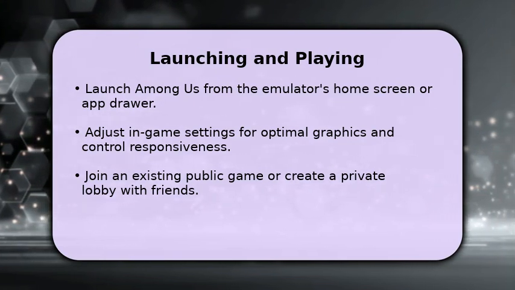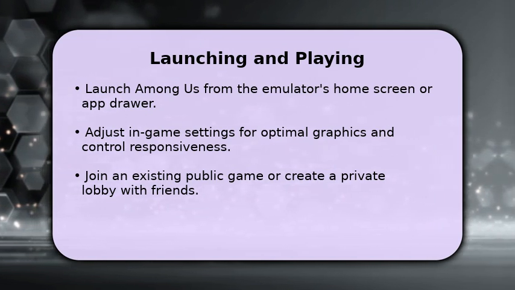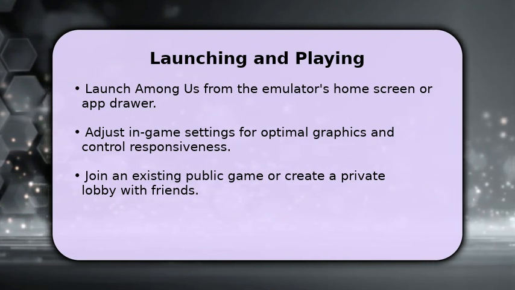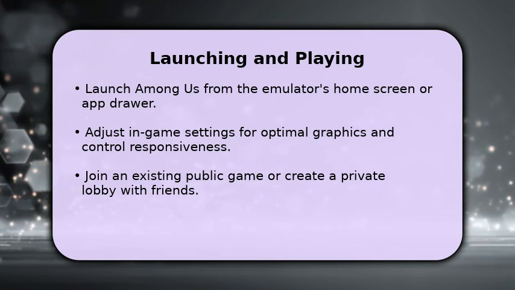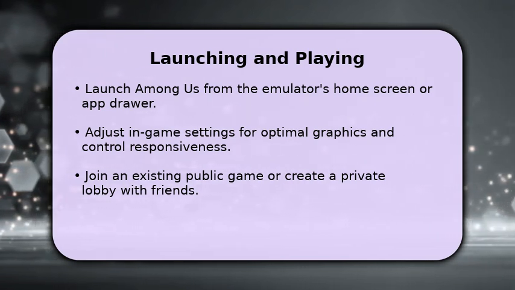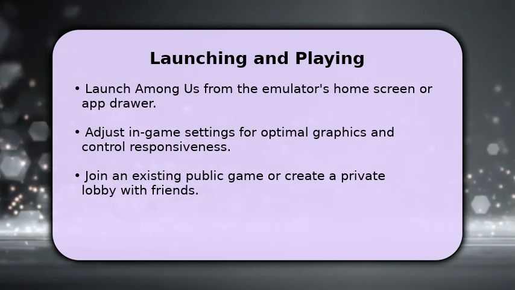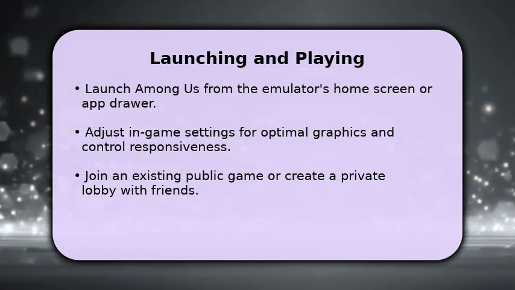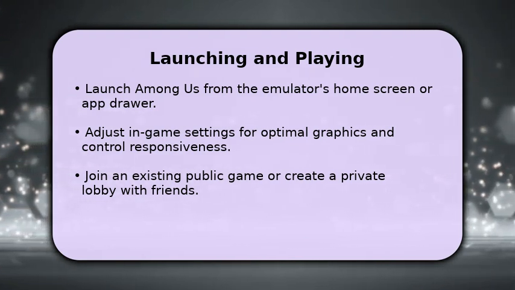Simply launch the game from the emulator's home screen or app drawer. Take a moment to adjust the in-game settings for optimal graphics and control responsiveness, ensuring a smooth experience. You can then join an existing public game or create a private lobby to play with your friends. Remember to familiarize yourself with the keyboard and mouse controls, which are typically mapped to mimic touch inputs, for effective navigation and interaction within the game. Have fun being a crewmate or an imposter.